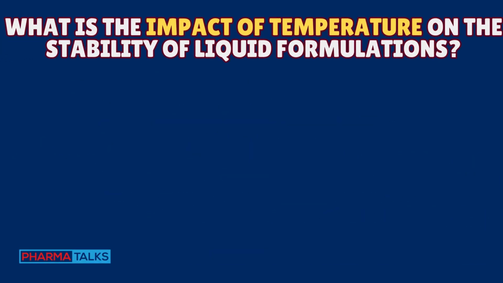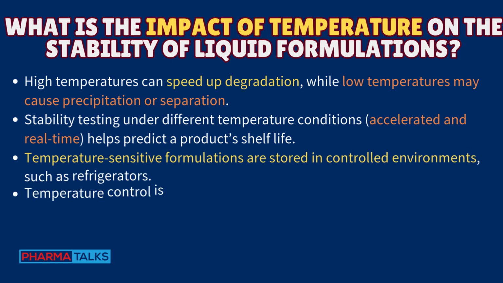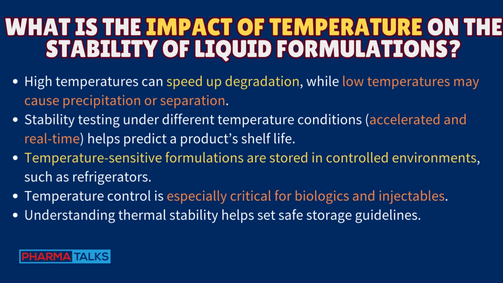What is the impact of temperature on the stability of liquid formulations? High temperatures can speed up degradation, while low temperatures may cause precipitation or separation. Stability testing under different temperature conditions, accelerated and real-time, helps predict a product's shelf life. Temperature-sensitive formulations are stored in controlled environments, such as refrigerators. Temperature control is especially critical for biologics and injectables. Understanding thermal stability helps set safe storage guidelines.